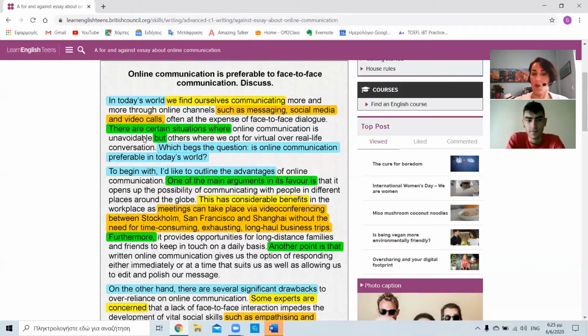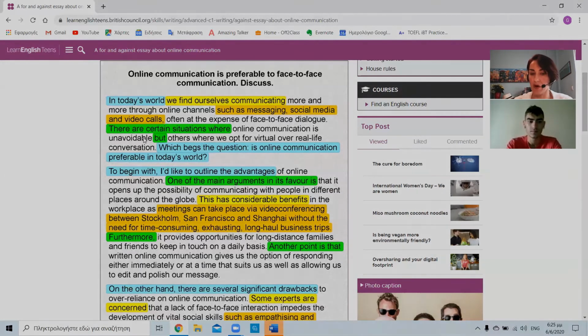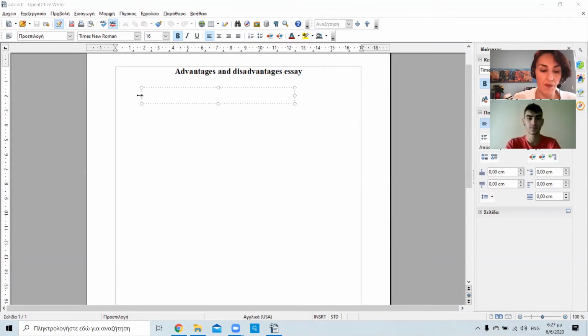And then when you want to give extra advantages, because you are talking about advantages now, you have to use some linking words to show me clearly that this is the first example, the second, the third one. So you begin by saying one of the main arguments in its favor is, and then you continue with furthermore, and then another point is that. Can you think of some linking words we could use to add arguments, extra arguments? I give you control, so you can write the linking words.